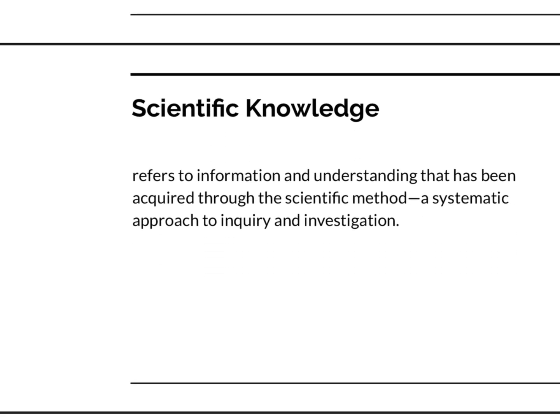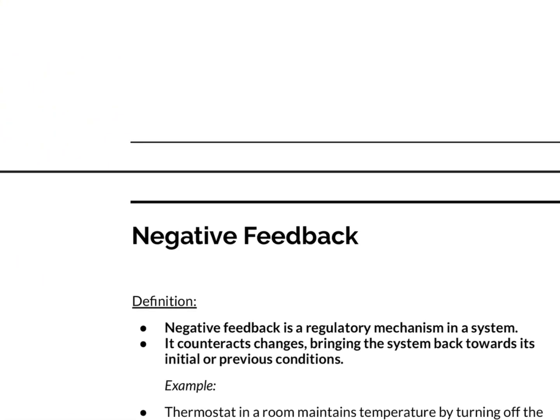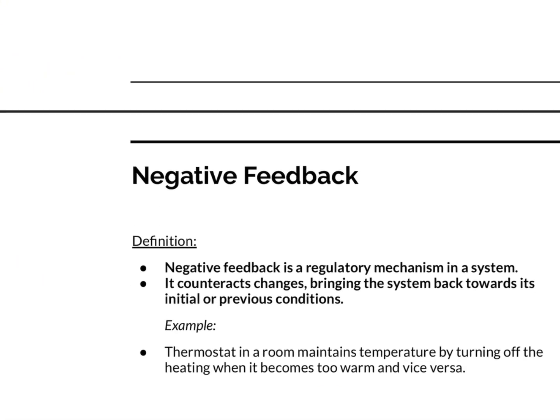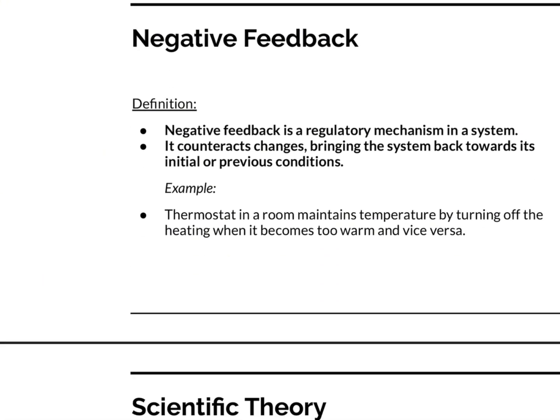Scientific knowledge refers to information and understanding that has been acquired through the scientific method, a systematic approach to inquiry and investigation. What is negative feedback? Negative feedback is a regulatory mechanism in the system. It counteracts change by bringing systems back towards its initial or previous conditions. For example, a thermostat in a room maintains temperature by turning off heating when it becomes too warm or vice versa.